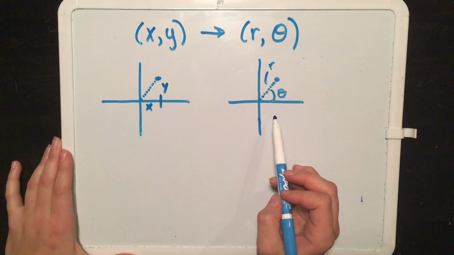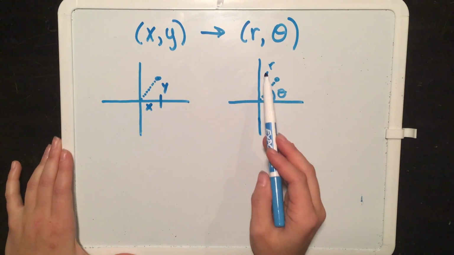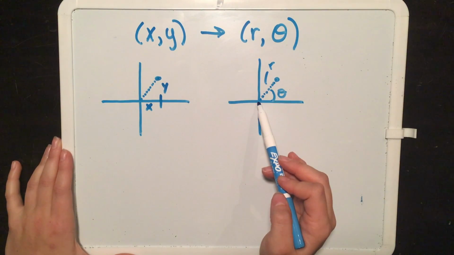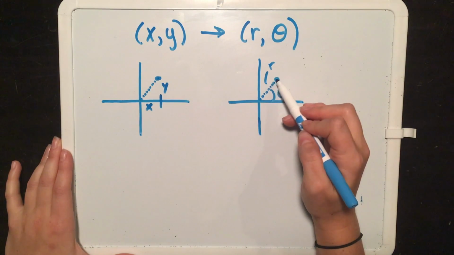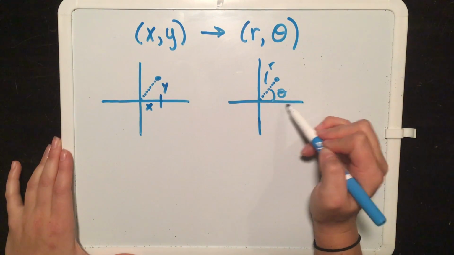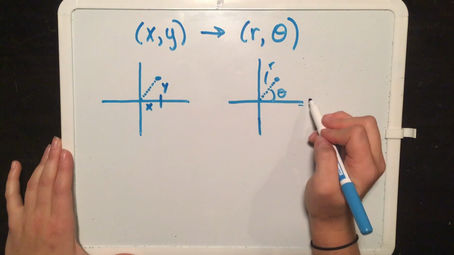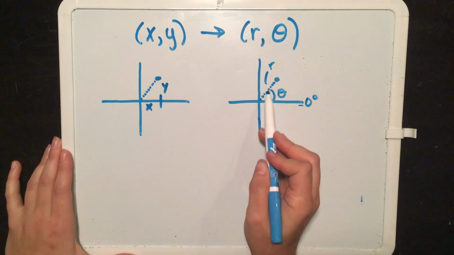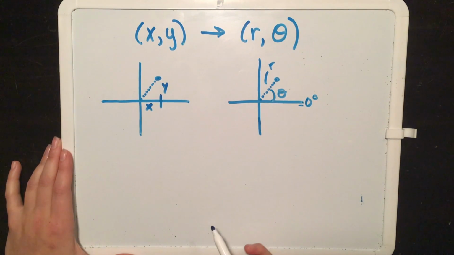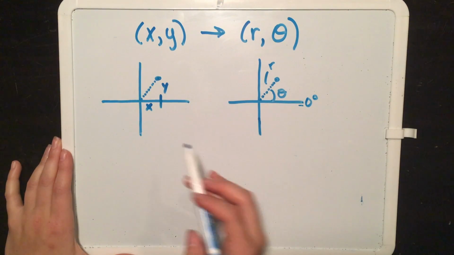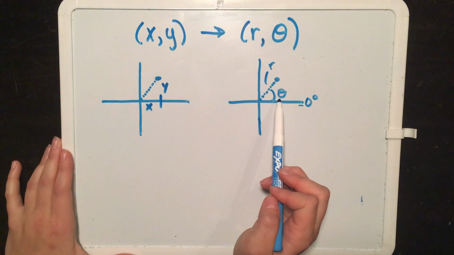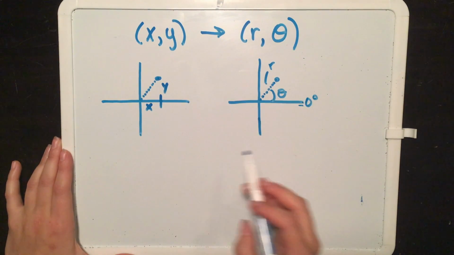R and theta are different axes. R is the distance of the point to the origin. So R is this distance on the diagonal, and theta is the angle measurement from 0 degrees, the angle of elevation of our segment here. So we have to relate x and y to r and theta in order to convert our coordinates.